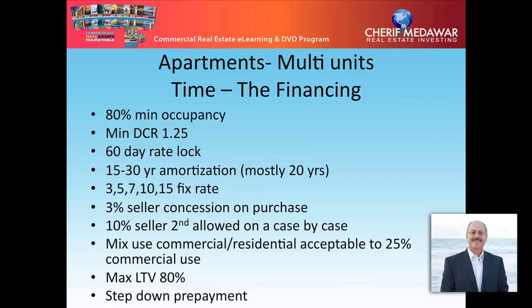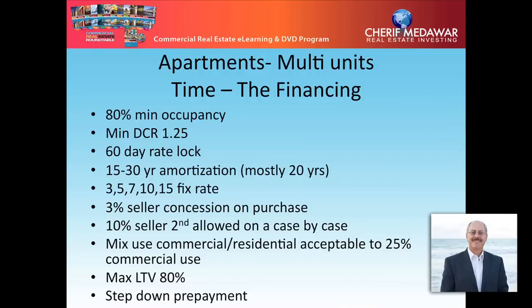Lenders don't have a problem with that. More than 3%, it looks fishy, banks don't like it. 10% could be carried by the seller. It's allowed, but it's case by case. And if you have a mixed-use building, commercial downstairs and residential upstairs, they will accept 25% commercial use and still give you a good deal on apartment building loans, because usually the lenders that do apartment buildings just prefer for the whole thing to be an apartment building.